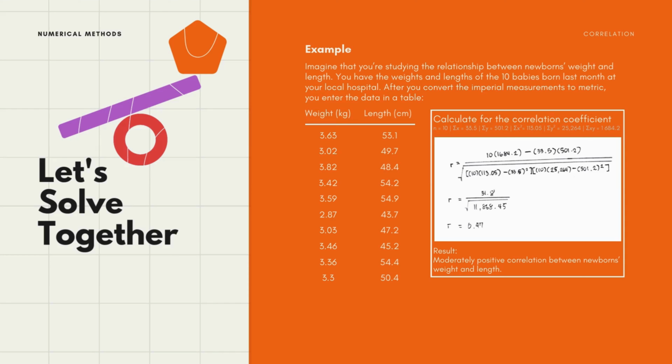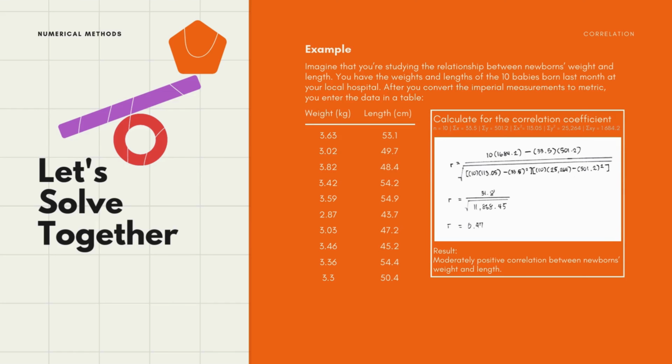Now we calculate the correlation coefficient, where the number of data points is 10, the sum of all x values is 33.5, the sum of all y values is 501.2, the sum of the product of each ordered pair is 1684.2, the sum of the squares of all x values is 113.05, and the sum of the squares of y values is 25,264.